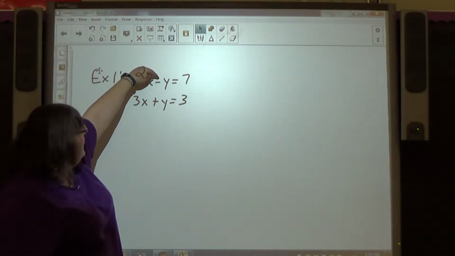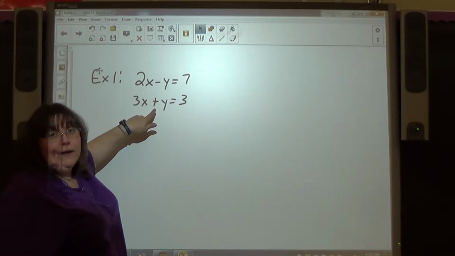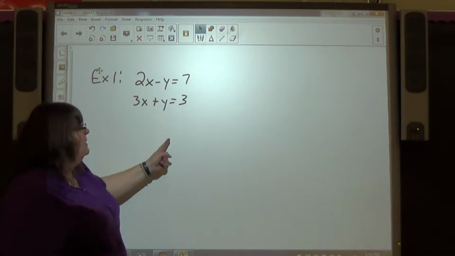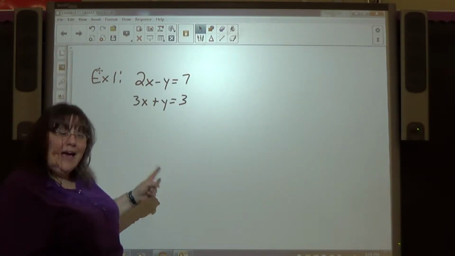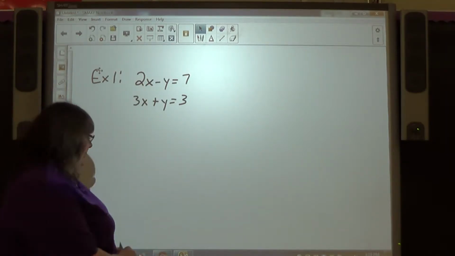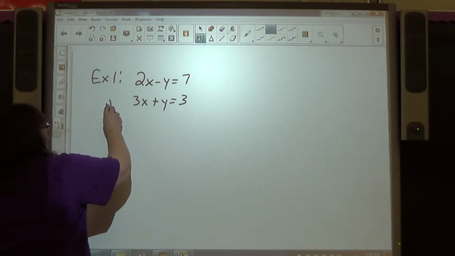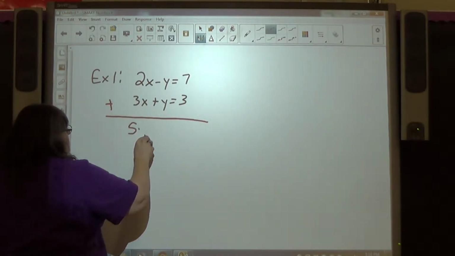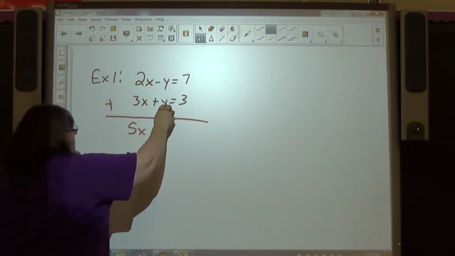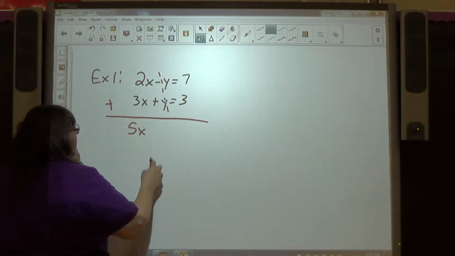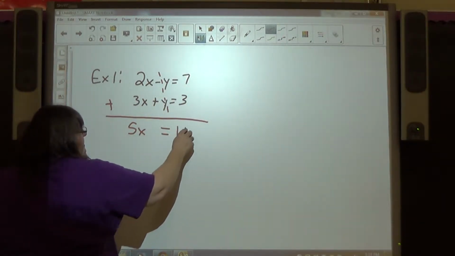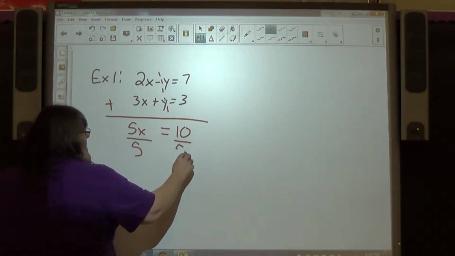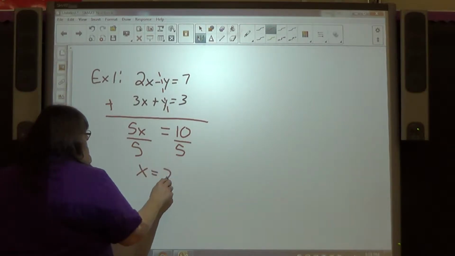But if you look here, I have a negative 1y and a positive 1y. Negative 1, positive 1, add them together becomes 0. I can eliminate my y's right here by adding the two equations together. So I add, and I get 2 plus 3 is 5x. These y's eliminate, okay, and that equals 7 plus 3, which is 10. Now I divide by 5, so my x becomes 2.